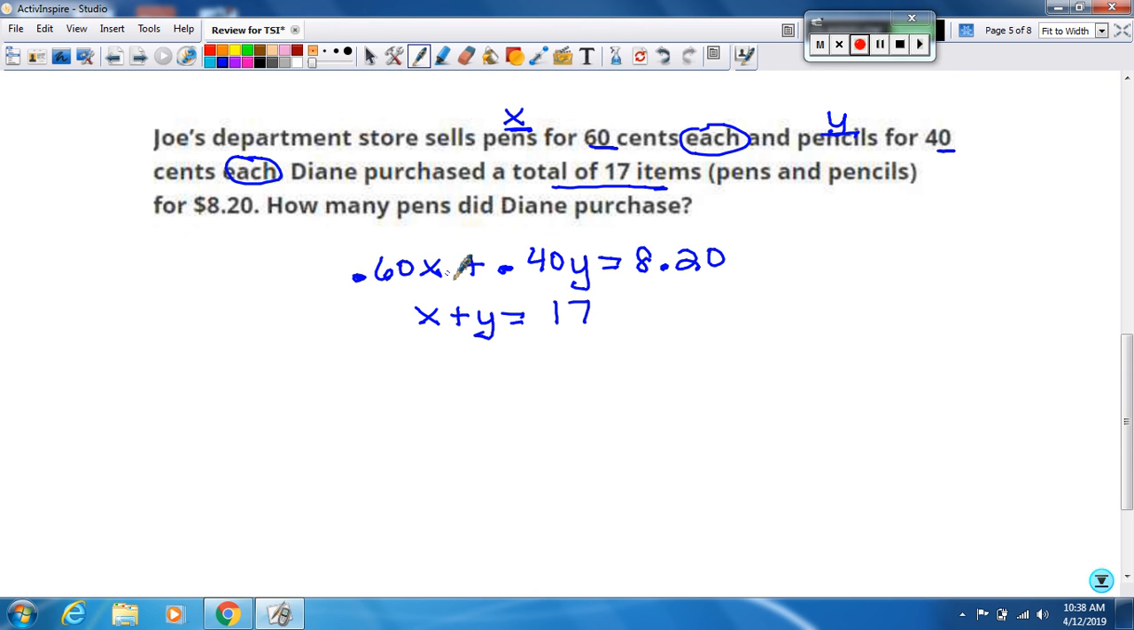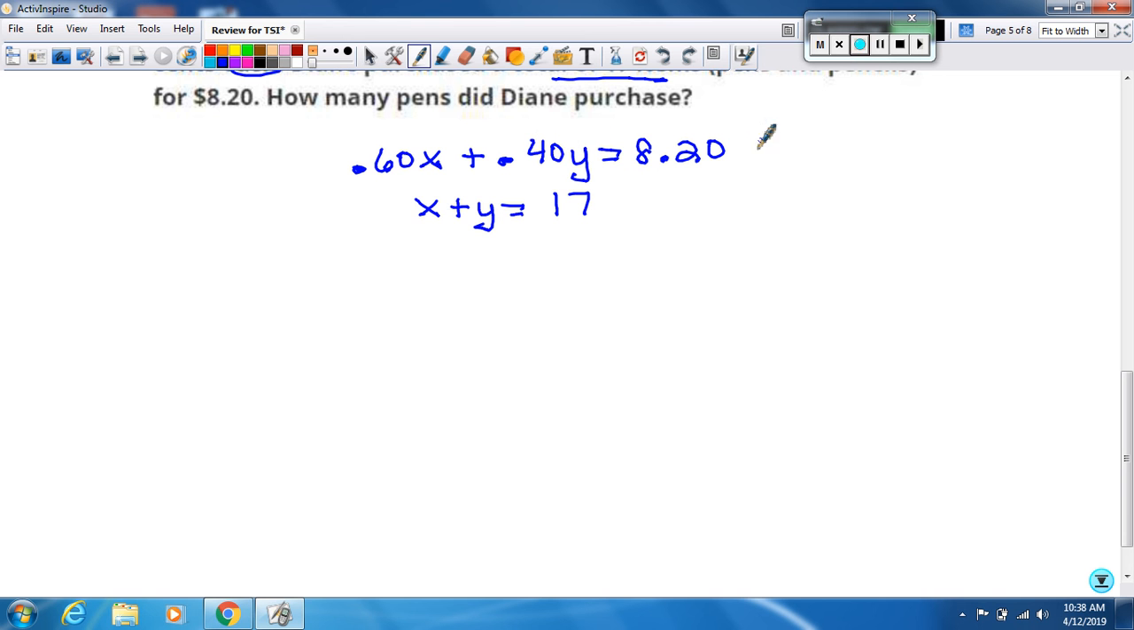Okay, so the first thing I want to do is get rid of these decimals, and since they all have 2 decimal places, you can actually ignore the fact that the decimals are there and just write it like this: 60x plus 40y equals 820. You're allowed to do that if you have the same number of decimal places. And then I'm going to go ahead and simplify that. I can divide all those numbers by 10, so we can make this into an even smaller equation. 6x plus 4y equals 82.